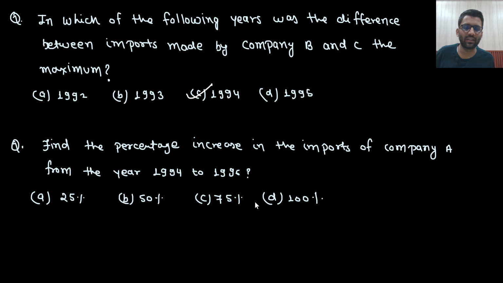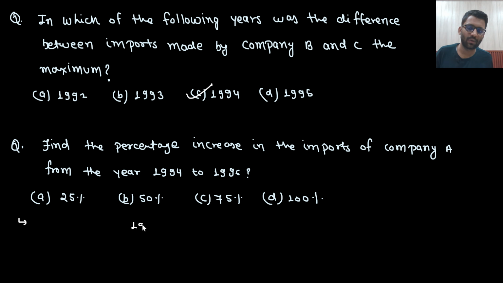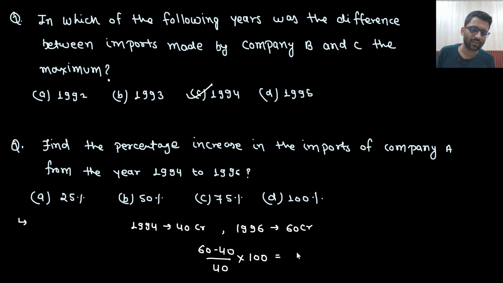Find the percent increase in the imports of company A from the year 1994 to 1996. So they are talking about company A, and what is the percentage increase from 1994 to 1996? In 1994 it was 40 crore and in 1996 it was 60 crore. So what is the increase? 50%, right? 60 minus 40 divided by 40 into 100. So the answer is 50%.